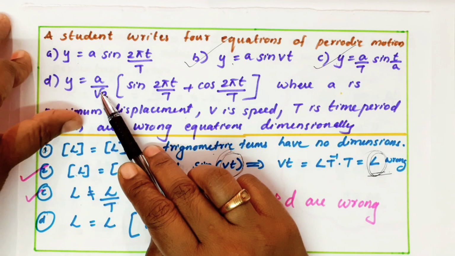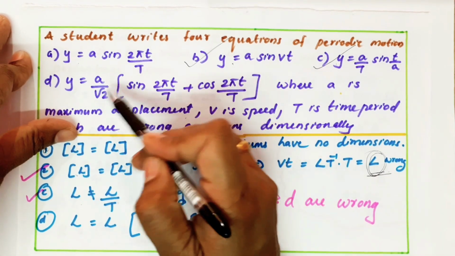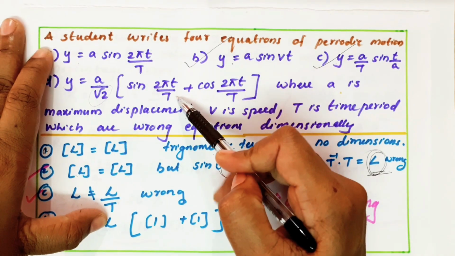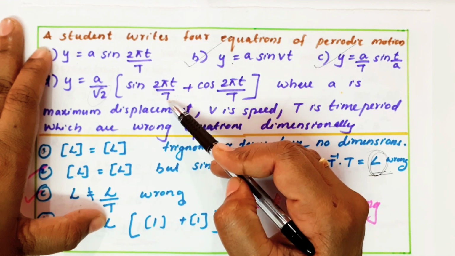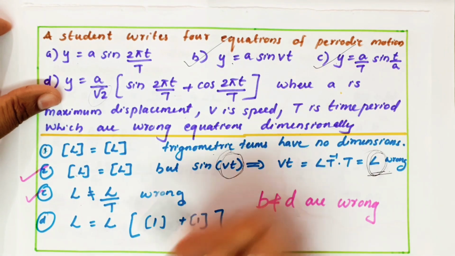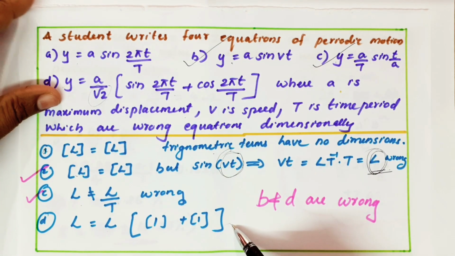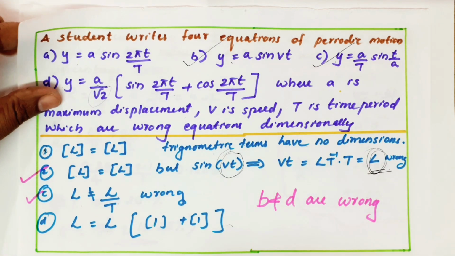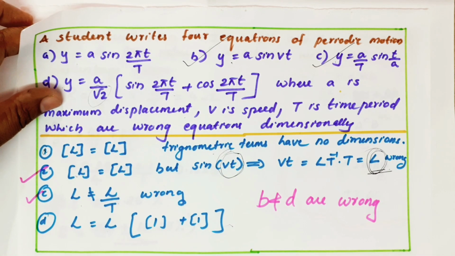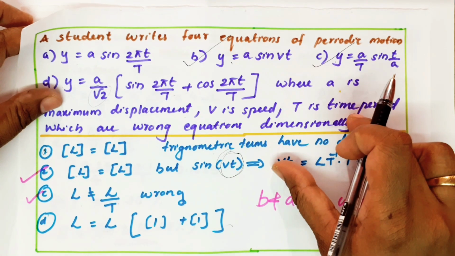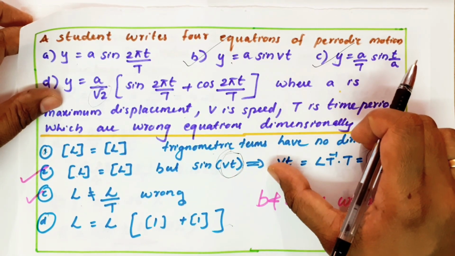See the last equation. Y equals A by root 2. Root 2 has no dimension. This has dimension L. Correct. Now check for the trigonometry. Inside the trigonometry, 2πt/T. T by T dimension will be 1. Cos 2πt/T dimension will be 1. So this equation also is dimensionally correct. So if you see an equation with trigonometry, exponential or logarithmic terms, no need to worry. Equate that term to 1. Clear? So how are we checking whether it is correct or not? Left side dimension should be equal to right side dimension, or each and every term should have the same dimension.